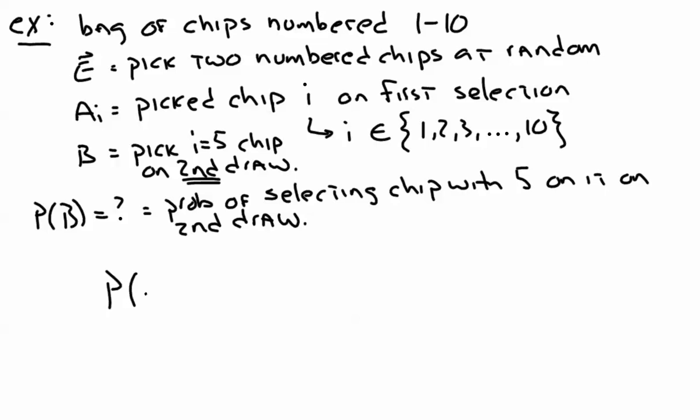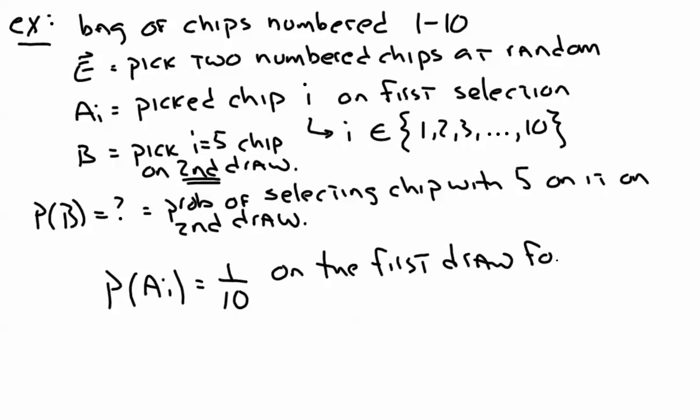Put this together. The probability of selecting chip I is 1/10 on the first draw for all I. It's 1/10 likely that you'll pull out any given chip on the first draw, no matter what the chip number might happen to be. I'm going to need a little bit more room, so let me go to a fresh page.